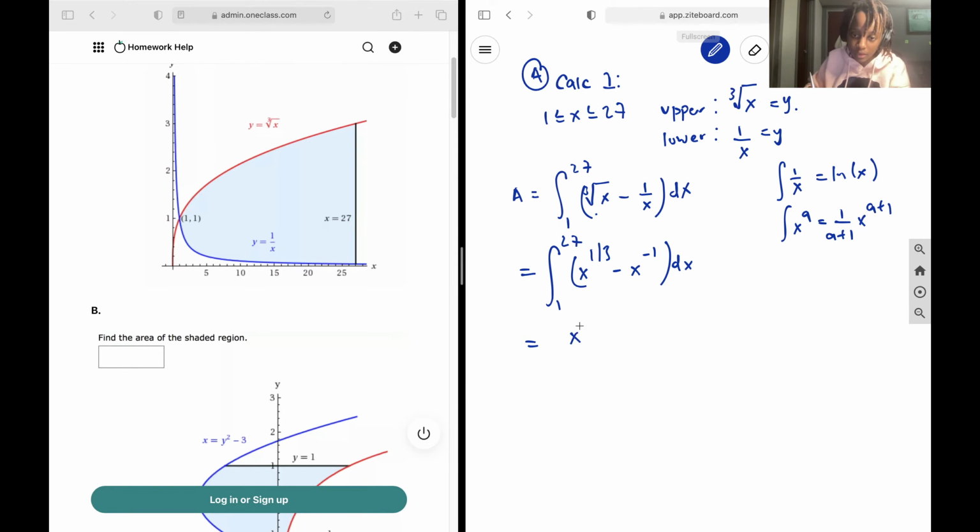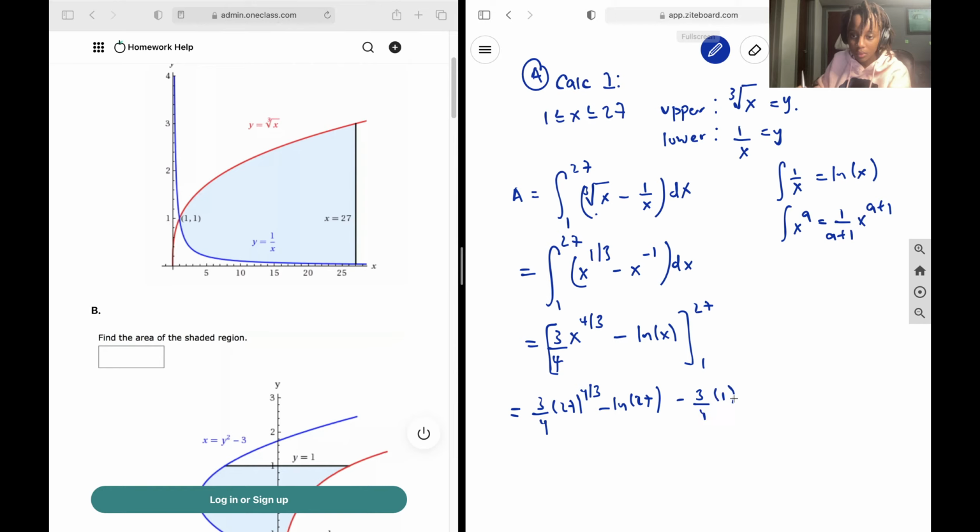So this becomes x to the power of 4 over 3 times 3 over 4 minus ln x. And since it is a bounded integral, we want to take it from 1 to 27. This will become 3 over 4 times 27 to the power of 4 over 3 minus ln 27, minus 3 over 4 times 1 to the power of 4 over 3 plus ln 1. And this final answer becomes 60 minus ln 27.